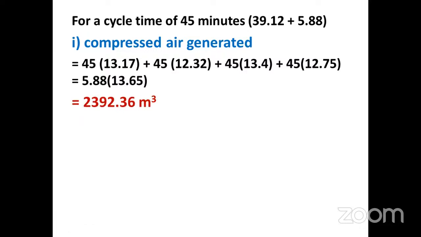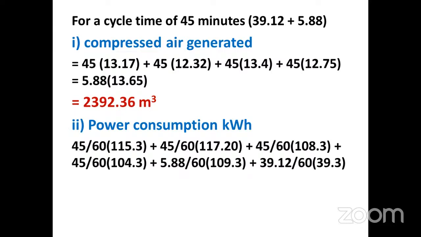So the resultant meter cube is 2392. Power consumption in kilowatt hour is equal to kilowatt multiplied by time, divided by 60. That 115.3 is the kilowatt, sir. Time should be in hours, so hours should be 45 by 60. You have to divide it by 60. So this is kilowatt, then the other is hour. Both together give kilowatt hour.